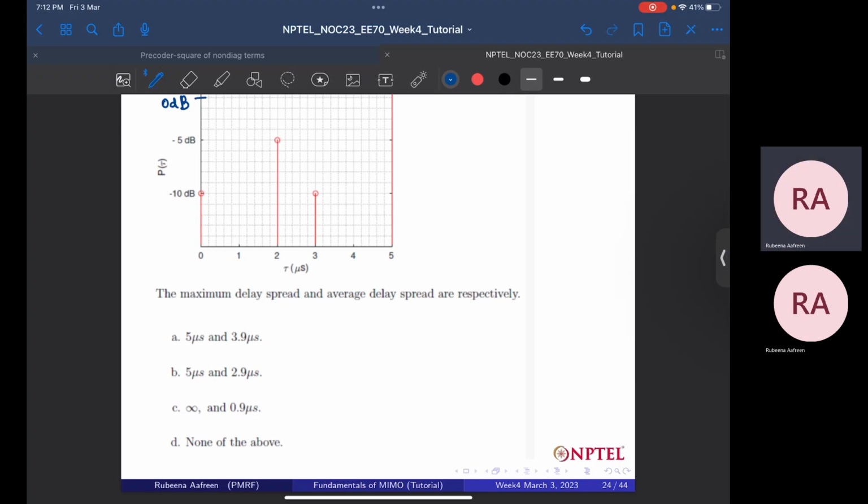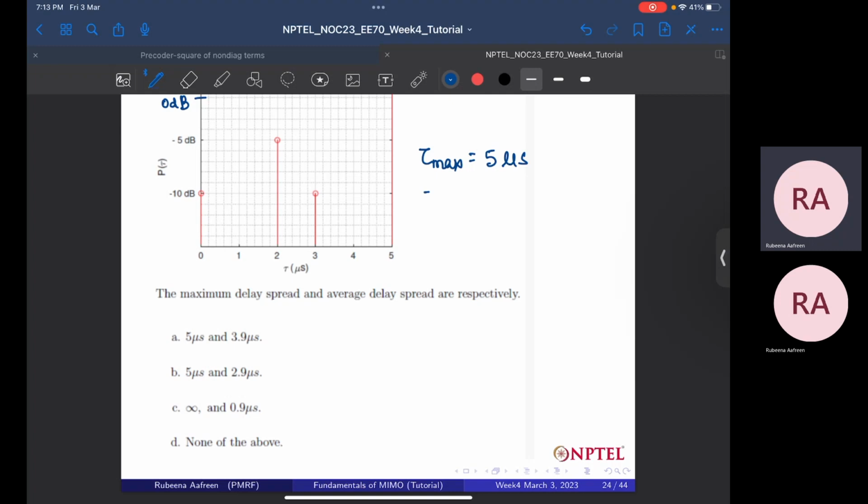So what would be the maximum delay spread? As we have seen from the previous power delay profile, the maximum delay spread is the difference between the time at which the first component arrives and the time at which the last component arrives. So maximum delay spread tau max would be equal to 5 microsecond, right? Because at 0 we are getting a component, and then at 5 microsecond also we are getting one. So maximum delay spread would be 5 microsecond.